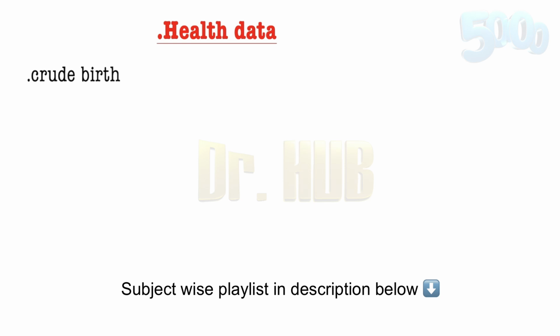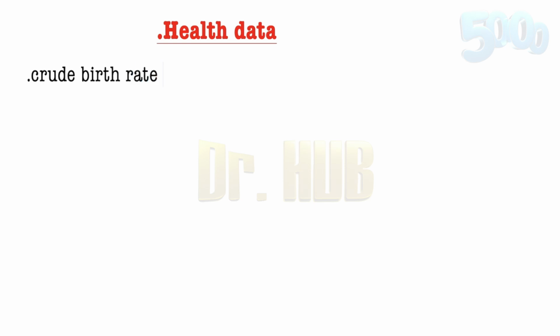Today we'll look at the health data. Under the health data, it includes the crude birth rate. The first one is the crude birth rate, which is per 1000 mid-year population. In India, the crude birth rate is about 19.5, and the highest is in Bihar, and the lowest is in Andaman and Nicobar.